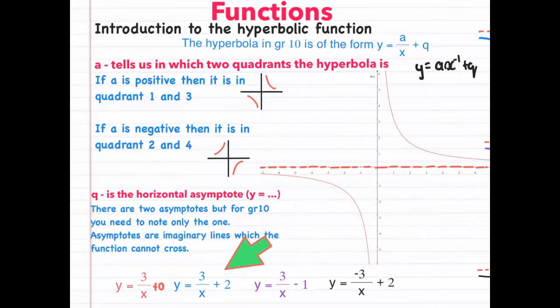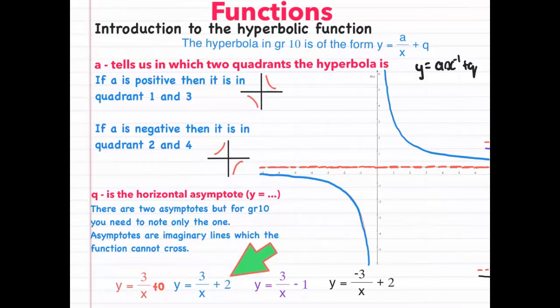Now let's look at the blue one. First of all, I'm just going to put in that blue one normally. So that is what it looks like if it's y equals 3 divided by x, but now it moves up 2 places.